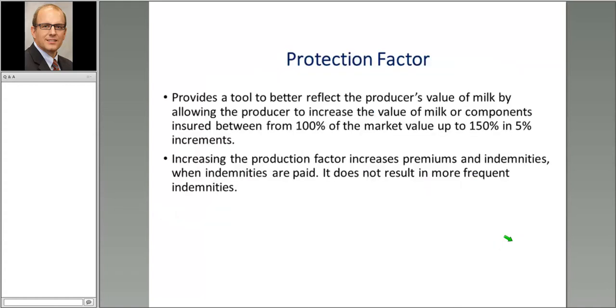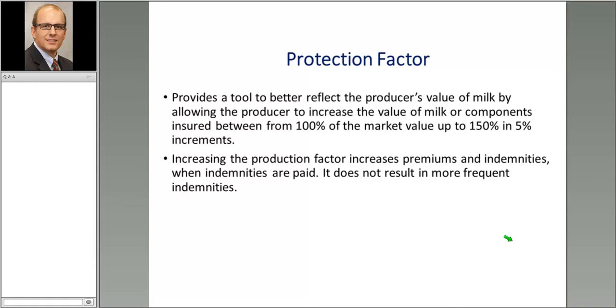So what that does is that production factor is going to influence the amount of indemnity paid. The protection factor is going to be another way. You can go up to 150% of market value. This will increase the premium and indemnity. So there's a risk-return trade-off. You're increasing your premium, but you're also going to increase your indemnity paid.